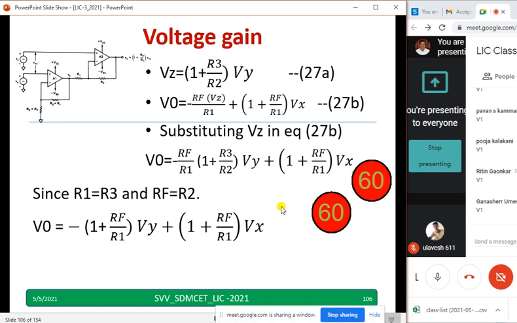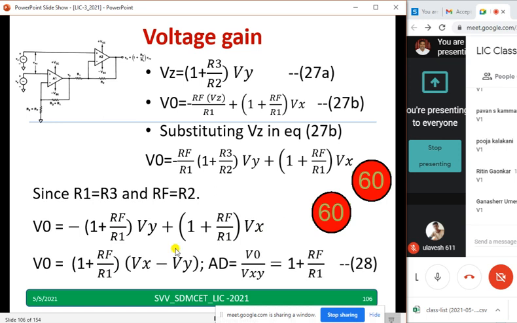I will take 1 plus Rf by R1 common, and Vx minus Vy I will get, because it is minus Vy, it is a plus Vx. And AD equal to V0 by Vxy equal to 1 plus Rf by R1. This is the gain equation that I got. Take a minute or more than 1 minute if you want. Copy down this and try to understand.